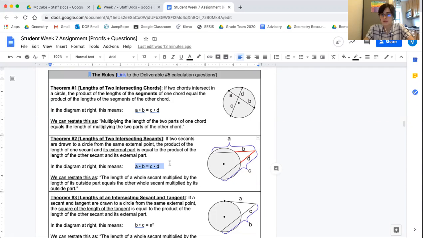You don't need to memorize all these theorems. I just want to walk you through how to read this diagram and look at what the actual theorem is. So we'll do one more together.